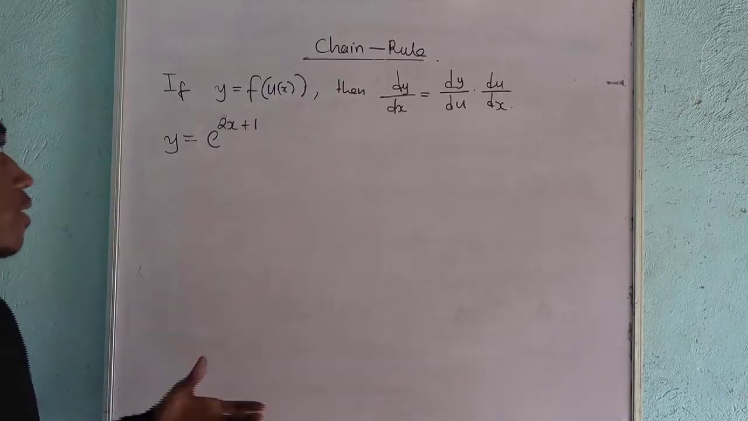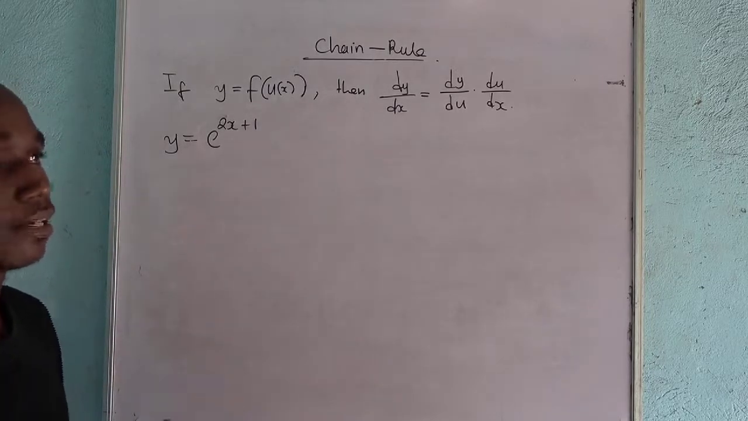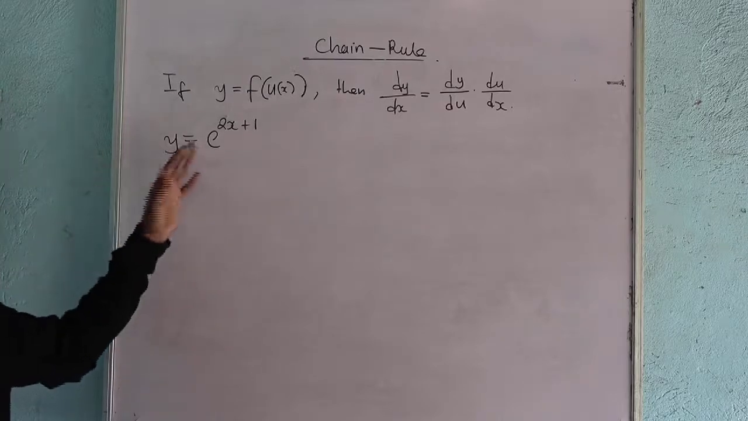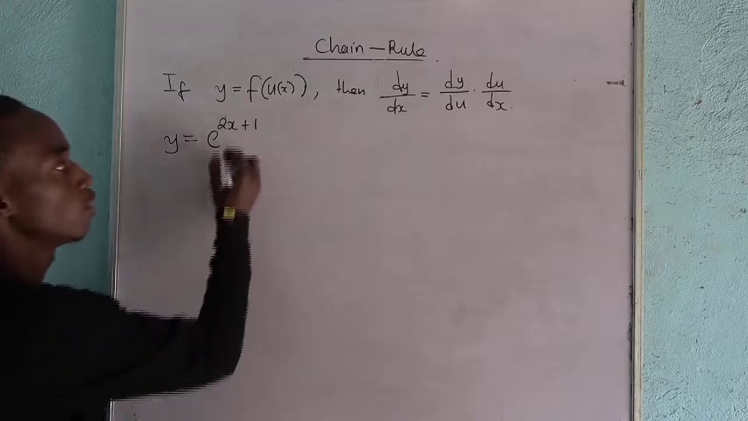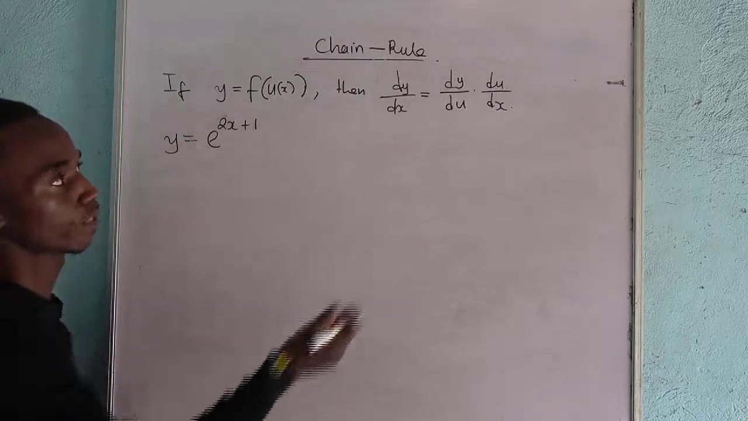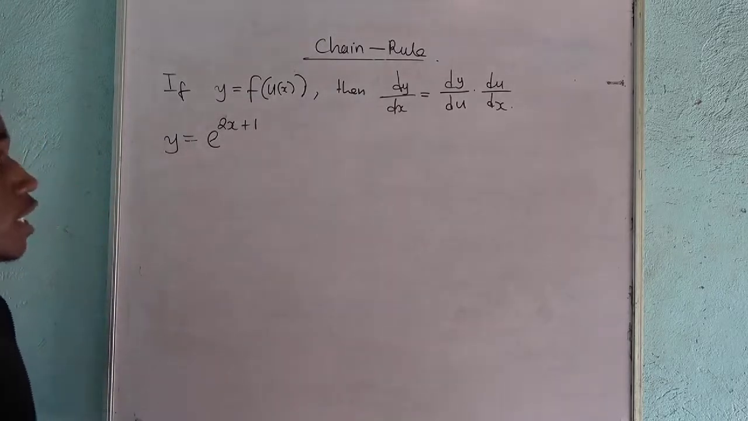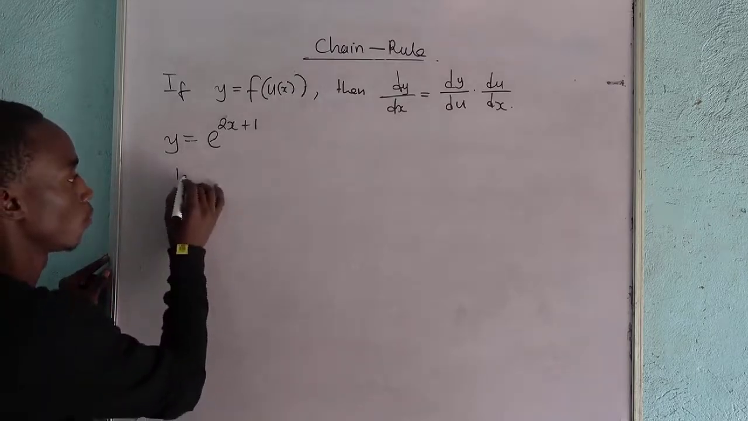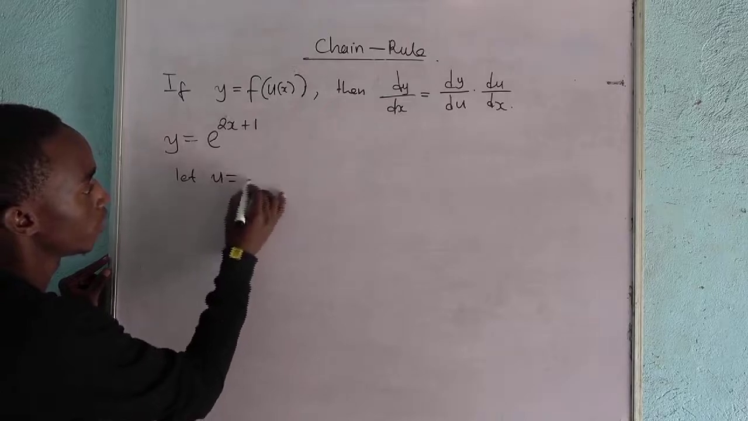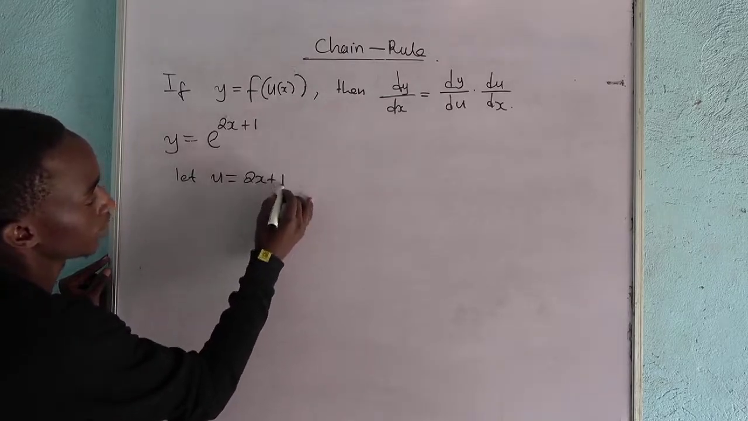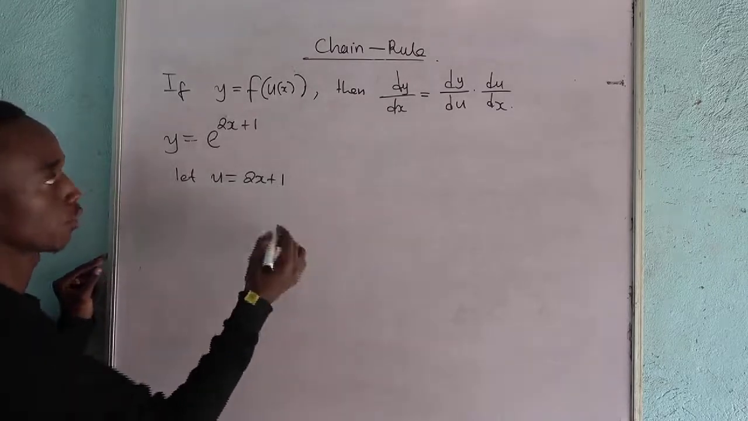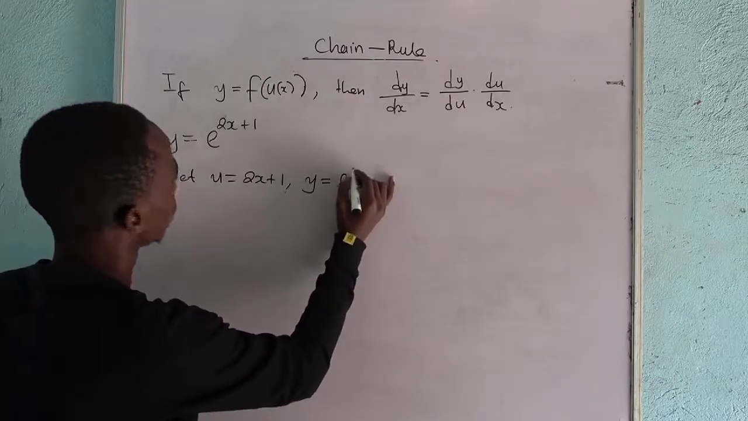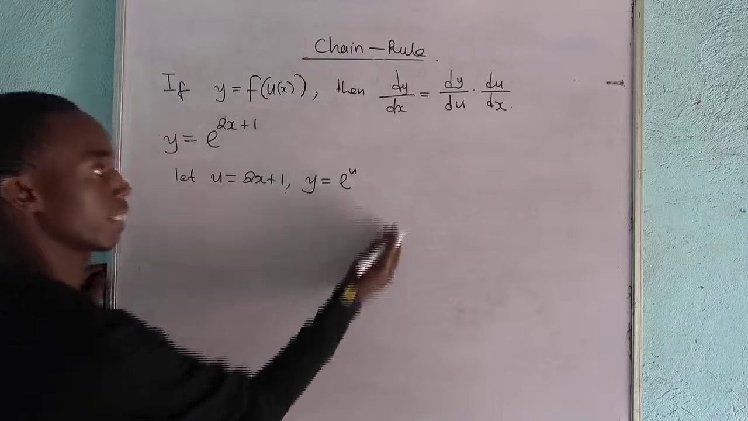So the chain rule, obviously, we are saying it's a function within a function. So let us look at what we have here. We have y equals e to the power of 2x plus 1. How do we solve this one based on the chain rule? The first step, we need to define our u. Our u will be equal to 2x plus 1, so that our original function looks something like e to the power of u.